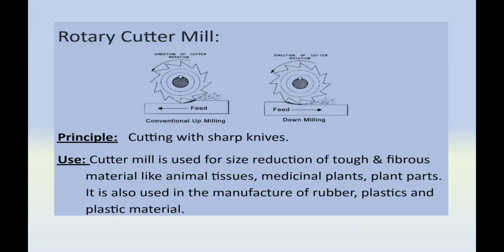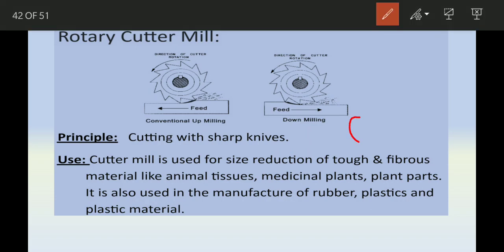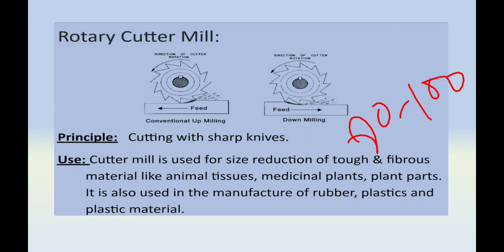Now, let's talk about the uses. Size reduction of tough and fibrous material finer than 80 to 100 mesh size. Example, medicinal plant parts and animal tissue. It is also used in manufacturing of rubber, plastic, recycling of paper waste and plastic material.